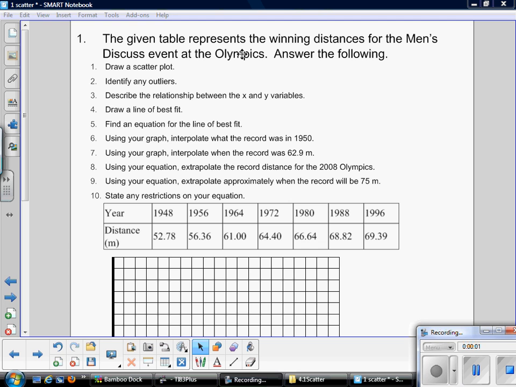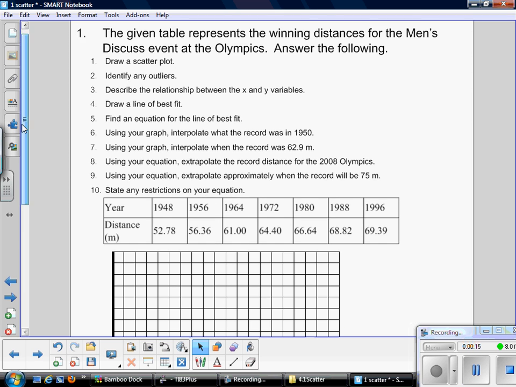Here's an example. Now this is going to take us a while to get this all done. So the given table represents the winning distances for the men's discus event at the Olympics. Answer the following. Draw a scatter plot, and then it lists a whole bunch of things. So first of all, let's look at this table they're talking about.